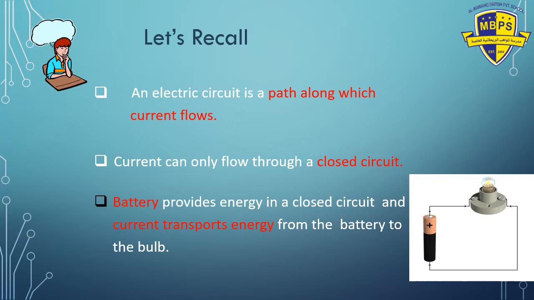The battery provides the energy in the closed circuit, and the current transports the energy from the battery to the bulb. As you can see in the picture, from the positive end of the battery the arrows go to one side of the bulb, and from the other side of the bulb it comes to the negative end. So it's a complete circle. This is how an electric circuit works, how it functions.